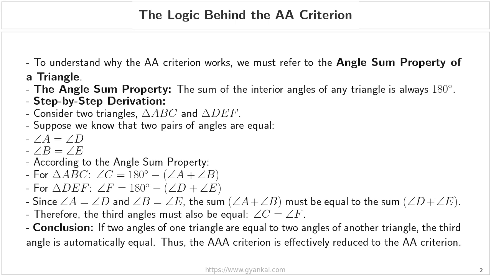So, to conclude, if you can prove that just two angles of one triangle are equal to two angles of another, the third angle is automatically equal by default. This is exactly how we can simplify the AAA criterion down to the much more efficient AA criterion, which we will formally define in the next slide.